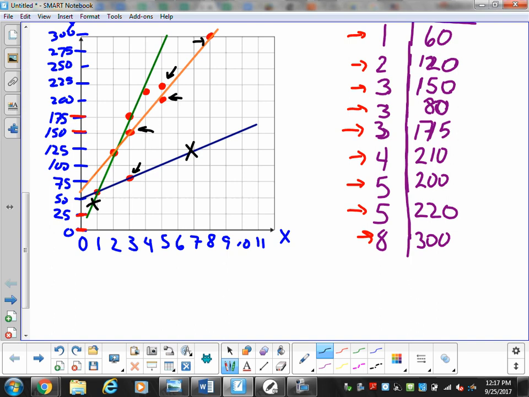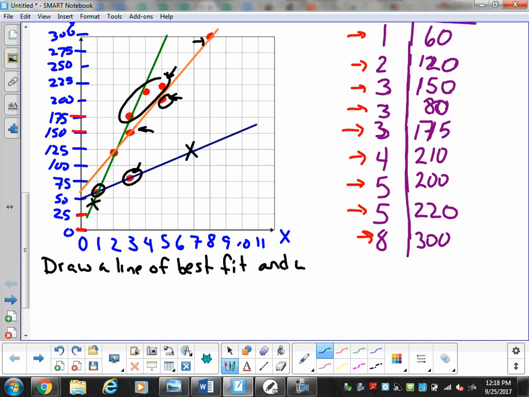And so with the orange one, it goes through these 2 and even touches this one out here. And it's got these 3 dots above it, and then this dot, and this dot, and this dot kind of below it. So that's a pretty good representation. Again, it may not be the exact line of best fit. Eventually this year we will use our calculators to figure that out. But it's a pretty good little location. So, directions on this part is draw a line of best fit and write an equation for it.